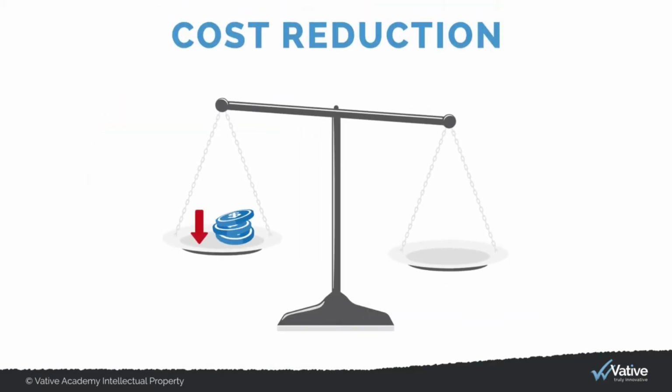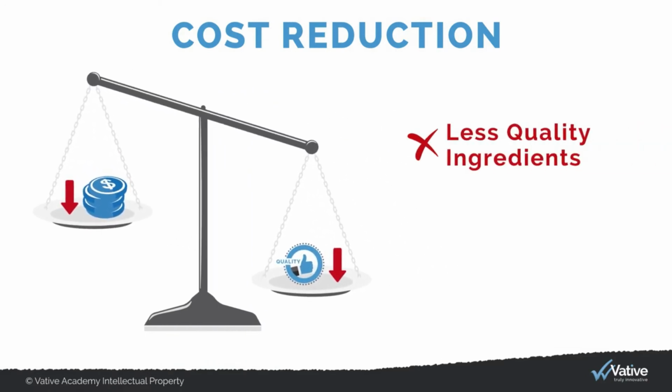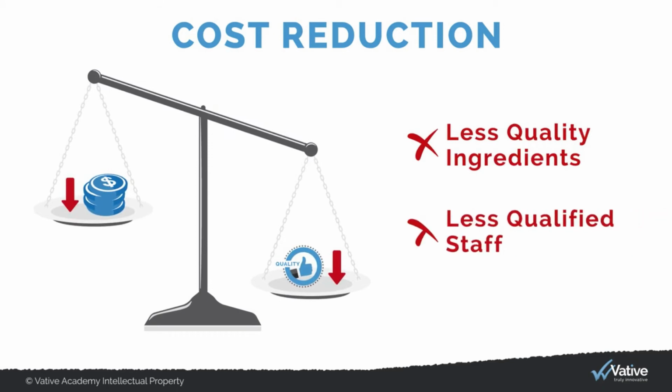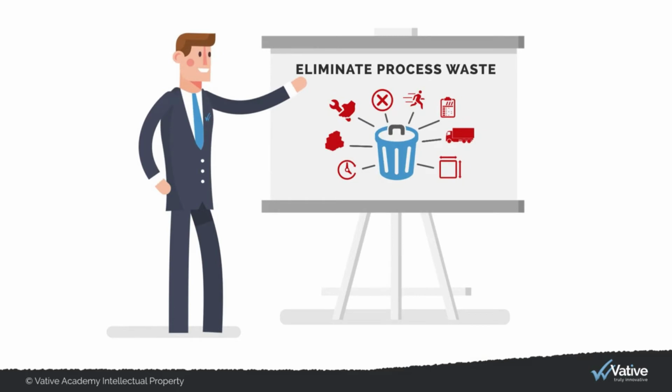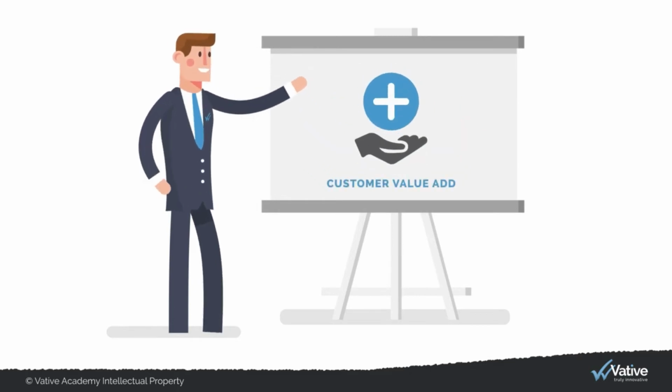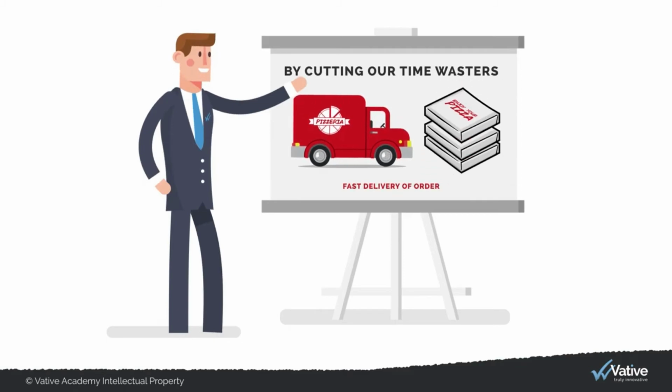Traditionally, cost reduction aims to reduce input costs, often at the detriment of quality, for example, by using lesser quality ingredients or less qualified staff. Lean businesses, however, achieve this through process waste elimination while maintaining customer value add, for example, by cutting out time wasters and therefore delivering the pizza quicker and as expected.